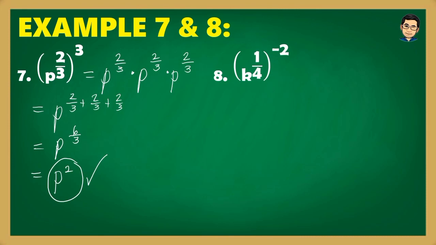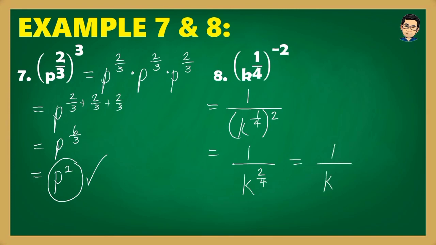Next, the quantity k raised to 1/4 raised to negative 2. Okay, so since negative yung exponent natin, ganito ang magiging itsura niya. 1 all over the quantity of k raised to 1/4 raised to 2. And then, i-multiply natin yung 1/4 sa 2. So, magiging 1 over k raised to 2/4. And then, pwede natin i-simplify yung 2/4 as 1 over k raised to 1/2. So, this will be our final answer.